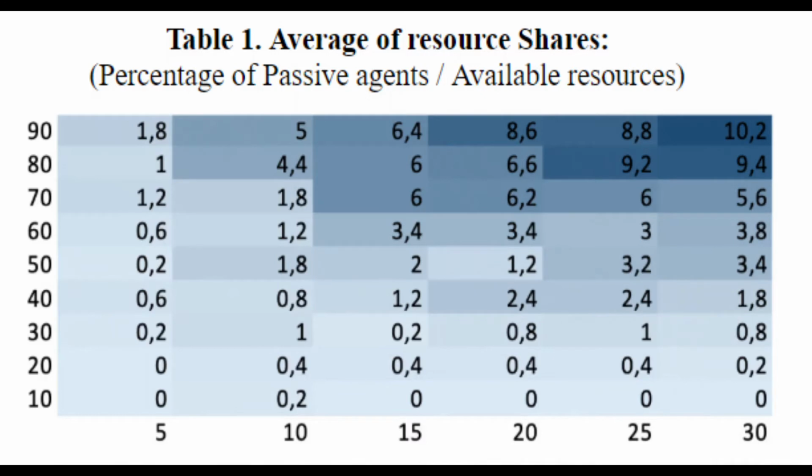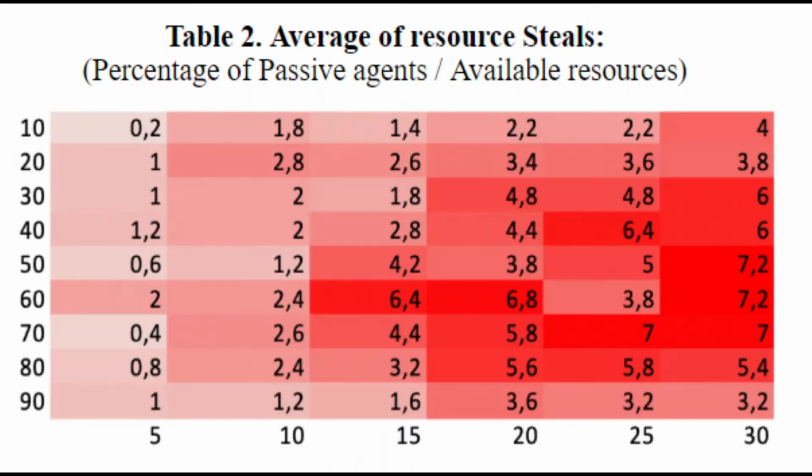First, we could understand that the average of resource shares increases as the percentage of passive agents and the available resources also increase. There are more shares when these parameters are bigger. Then we could understand that the average of resource steals happen most when the balance between passive and aggressive agents is achieved.